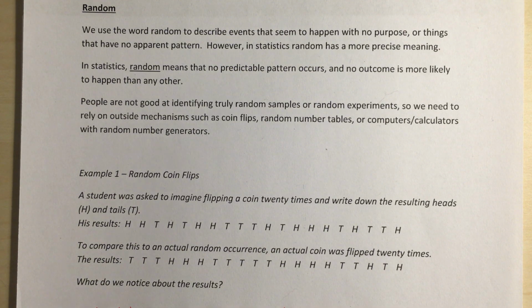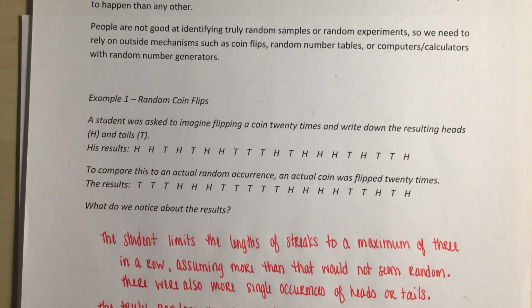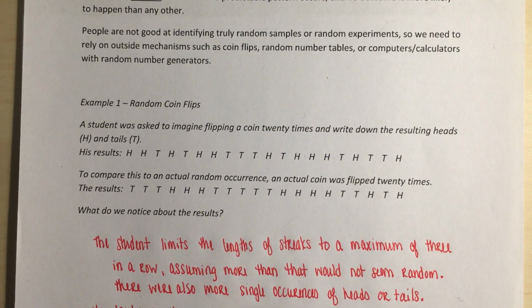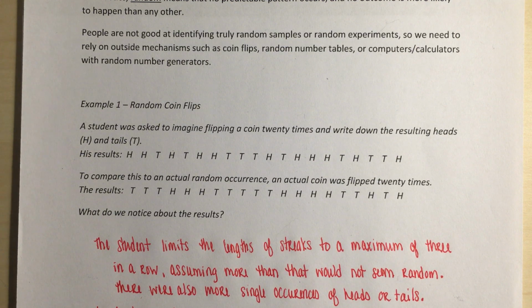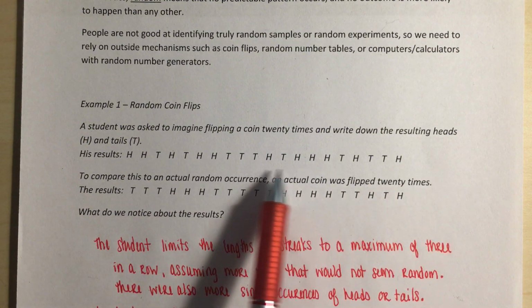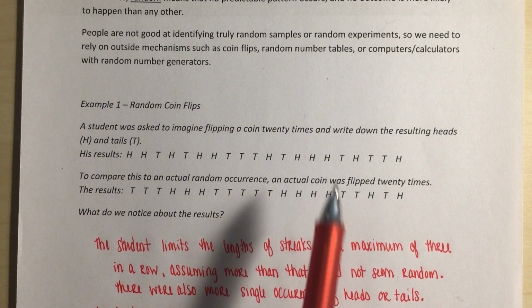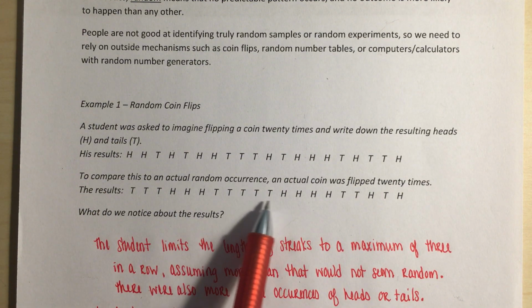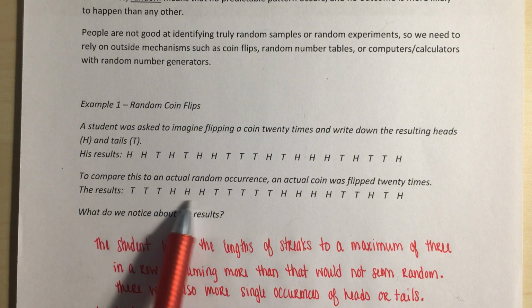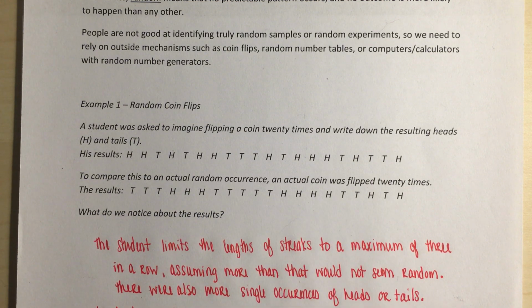What do we notice about the results? I went ahead and wrote out the answer to this one because we're going to end up with a pretty long paragraph here, so that way we can talk a little bit about our answer. If we compare what the student came up with to our list of our actual experiment, the student limits the lengths of streaks to a maximum of 3 in a row, assuming more than that would not seem random. If we look at this first list, the longest streaks we see are a streak of 3 tails here and a streak of 3 heads here, whereas if we look at this one, we notice that there are some much longer streaks, a streak of 3, 5, 4.